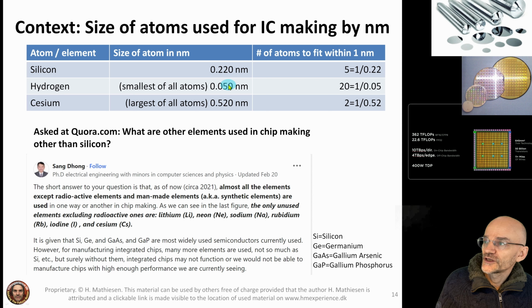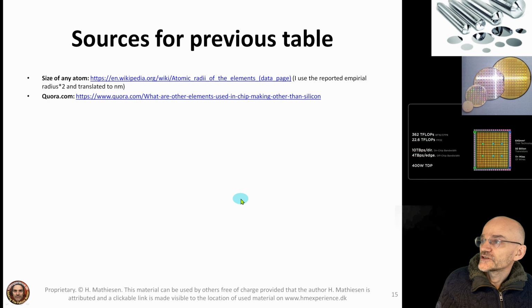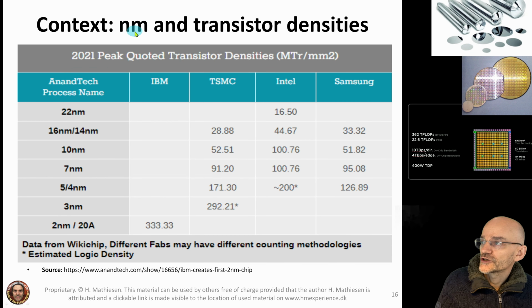But we know there will be atoms between the smallest size of hydrogen and the biggest here, cesium, that's actually not used. And those are some sources I have here from this table. So if you download the presentation, you can get these sources. Let's look at more context here about nanometers and transistor densities.